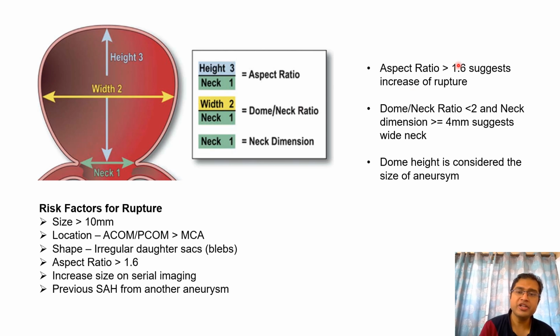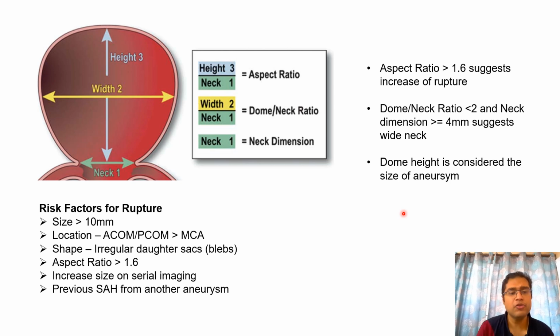Why? Because an aspect ratio more than 1.6 suggests increased risk of rupture, and aspect ratio is calculated by height divided by neck of the particular aneurysm. Dome to neck ratio less than 2 and neck dimension more than or equal to 4 mm suggests a wide neck, and hence coiling will be difficult. And the size of the aneurysm is usually considered as the height of the aneurysm.